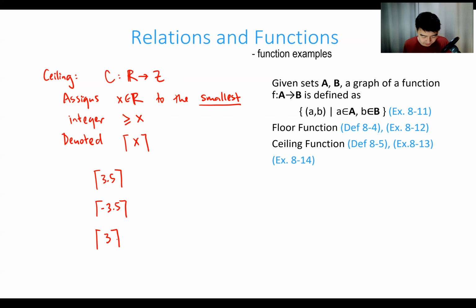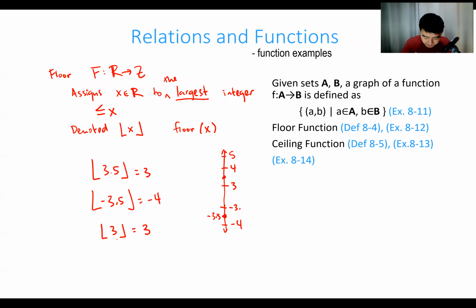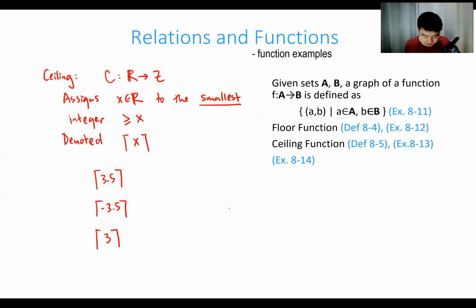So if we take a look at that number line again, the ceiling of 3.5 is going to be 4. The ceiling of negative 3.5 is going to be negative 3. And for the integer, for the whole number, it's still the same. So this is 4, this is negative 3, and this is equal to 3.